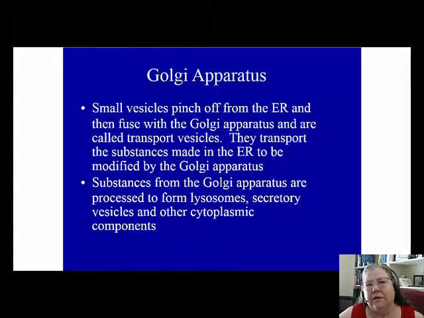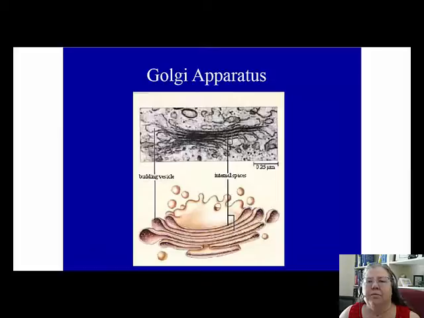Secretory vesicles are vesicles that are going to merge with the cell membrane and then release the substances within those vesicles to the interstitial fluid, and there are other things made by the Golgi apparatus or processed by the Golgi apparatus. So here you can see an electron micrograph and a diagram, again showing how this is similar in appearance to the smooth endoplasmic reticulum.